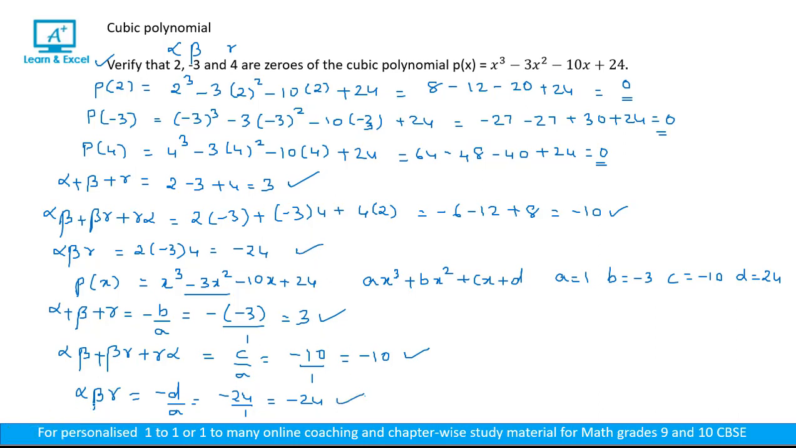Hence we see that the sum of the zeros in both the cases is 3. The sum of the products of its zeros taken 2 at a time is minus 10, and the product of its zeros is minus 24. So hence we can say that we have verified the relationship between zeros and the coefficients of p of x.